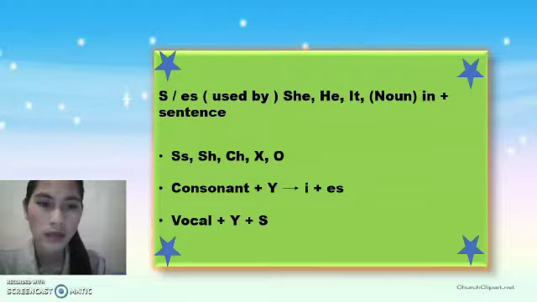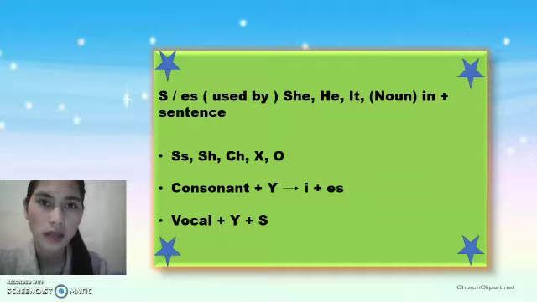And the next is consonant word. The word is y. It will change to i plus es. For example, the word at the end y is fly. It will change to flies. For example, in sentence, the bird flies in the sky.